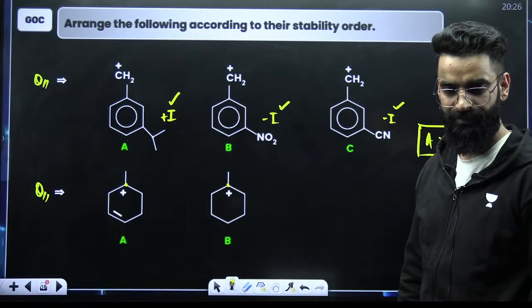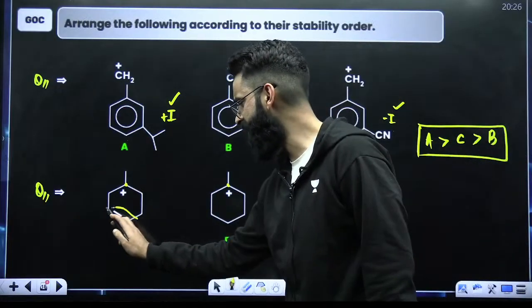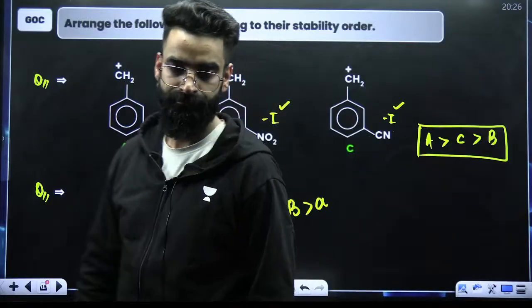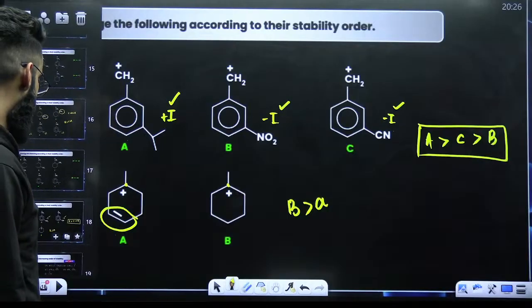A or B? Which one is more stable? It's pretty much simple. B is going to be more stable than A, because over here you can see there's a double bond. Double bond means more S character, more electronegativity. Right? Perfect. All right.